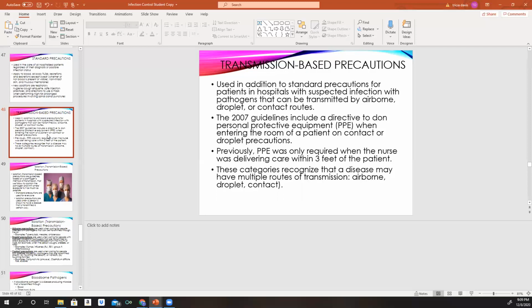These categories recognize that a disease may have multiple routes of transmission, either by the air, by droplet, or by contact. And when I say don personal protective equipment, the word don just means to put on your equipment, okay? Put your equipment on. So you'll hear that interchangeably.